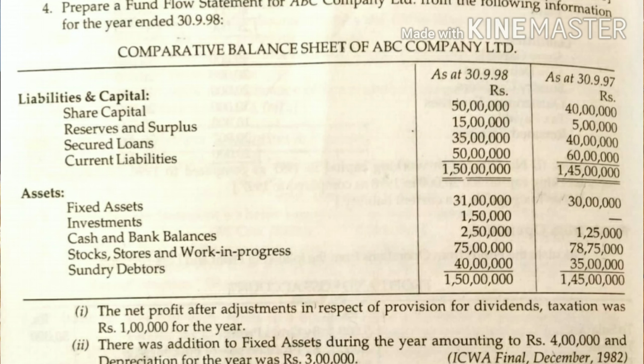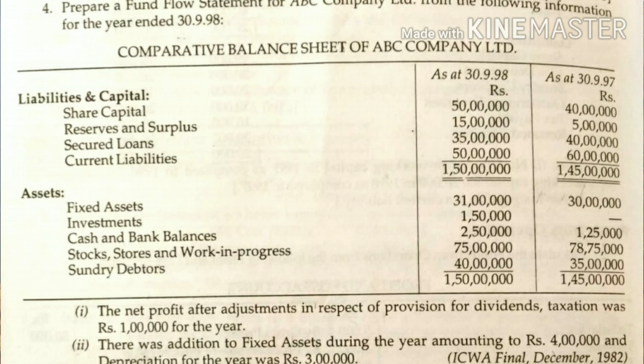Then next is in the paragraph, the net profit after adjustment in respect of provision for dividend and taxation was rupees 1 lakh for the year. So after whatever net profit they have arrived at is 1 lakh rupees, and that is after providing for dividend and taxation. So the net profit during the year is 1 lakh. If they would not have given us this information, we would have taken the difference between reserves and surplus, 15 lakh and 5 lakh.